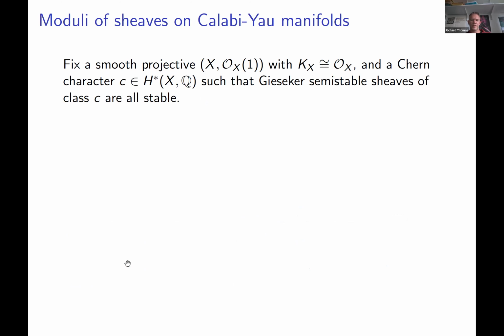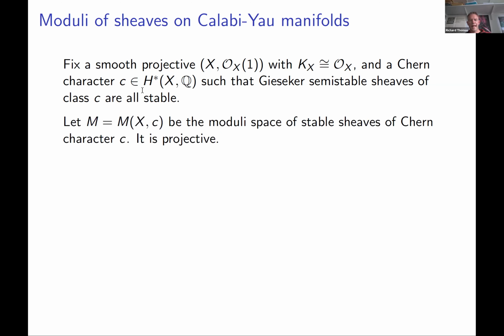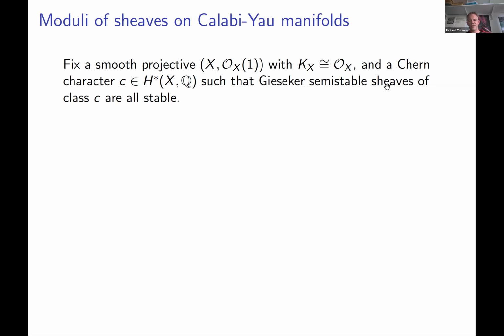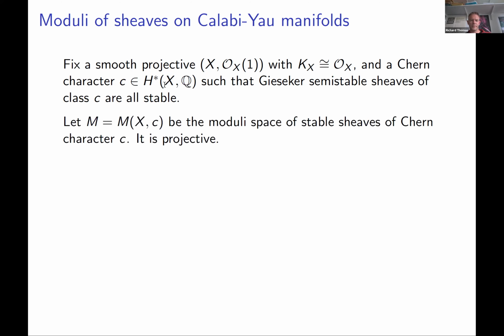So you have to take more of this on trust. Okay, so I'm interested in Calabi-Yau manifolds, so that just means that the canonical bundle is trivial. And I'm interested in fixing a Chern character and taking moduli of sheaves of that Chern character. And I don't want to deal with any strictly semi-stable sheaves because then I have to do Artin stacks and so on. So I'm going to assume that stability and semi-stability are the same for this particular Chern character. So that's like rank and degree coprime on a curve or something like that. Okay, so you can arrange that.